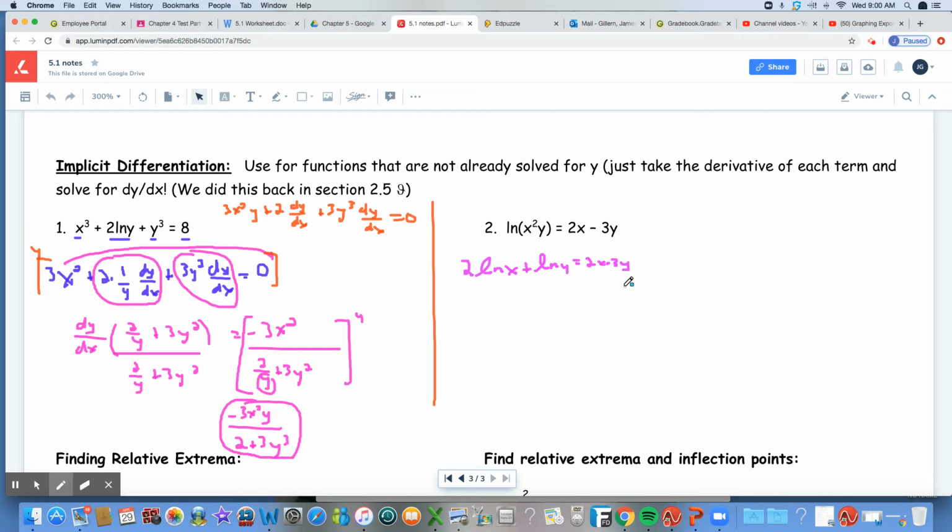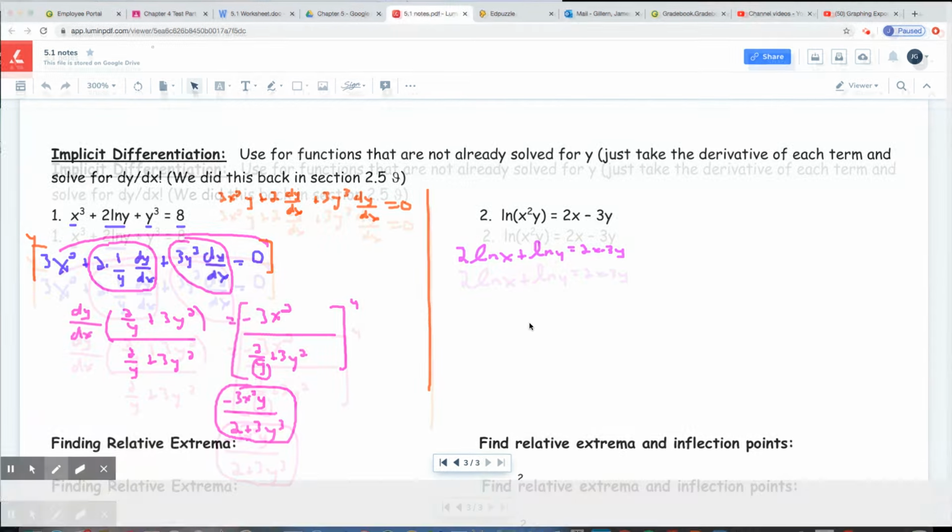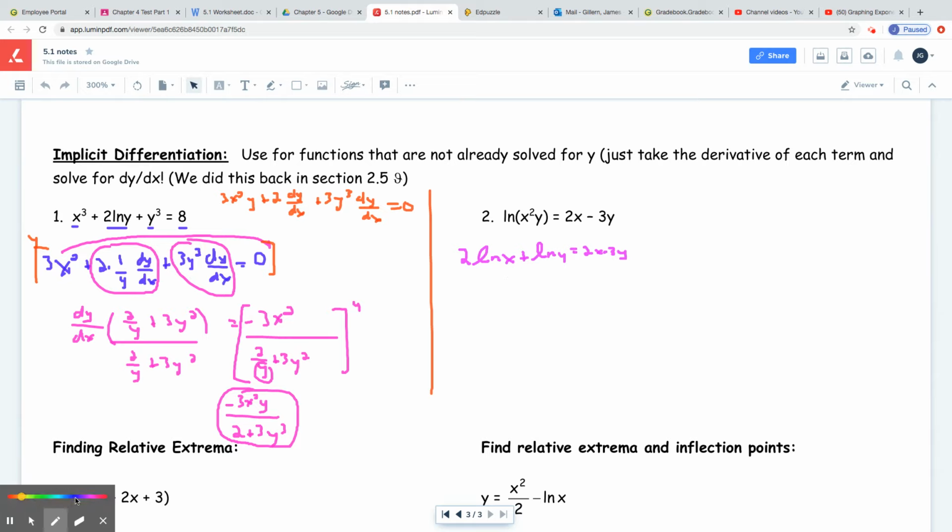All right, if I just take the derivative, if I take, that's a bad color, sorry. All right, so if I take the derivative of this, it's 2 times 1 over x plus 1 over y dy dx, because it's a y, equals 2, derivative of 2x is 2, minus 3y is 3, but a dy dx. All right, now let's get rid of the fractions here first. Let's not wait to the end.